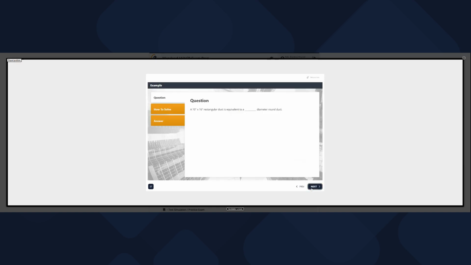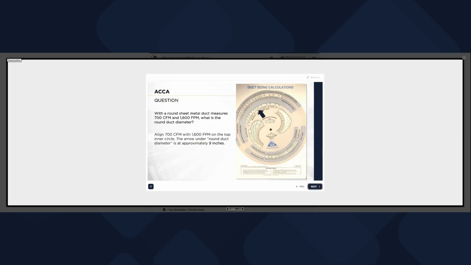Let's work through an example. Click the next button or on each tab to see how to solve and the correct answer. Question: with a round sheet metal duct measures 700 CFM and 1600 FPM, what is the round duct diameter? Align 700 CFM with 1600 FPM on the top inner circle. The arrow under round duct diameter is at approximately 9 inches.